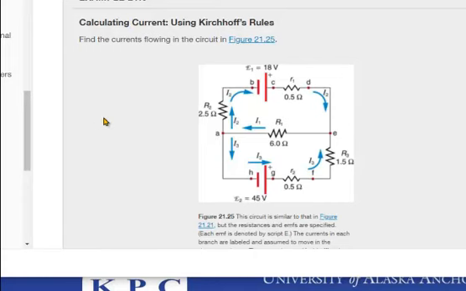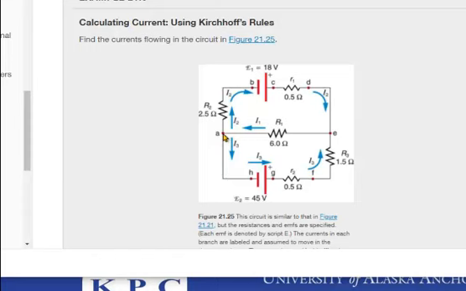For that, we need to analyze the circuit here, and we need to count how many junctions we have and how many loops we have. There's a junction on the left, there's a junction on the right. So we have two junctions. There is a loop on the top, this one here. There's a loop at the bottom, this one here. And then there's actually a third loop, which I call the outer loop. So we have two junctions and three loops.